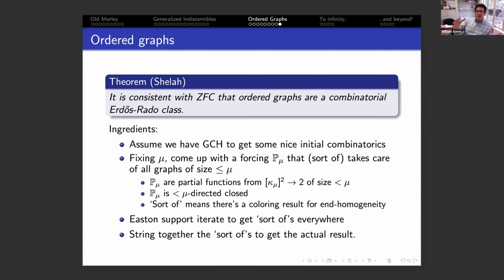And you take all of these forcings for different kappa and mu, you do an Easton support iteration of them to get these everywhere, and you string them together to get the actual coloring result.